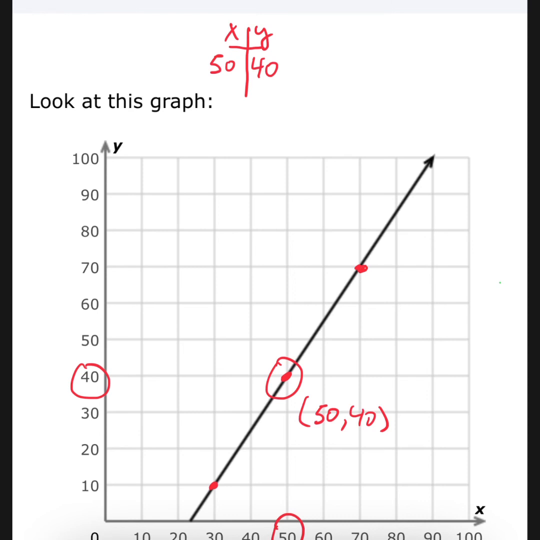Okay, so let's go with this point. If you chose this point, X value would be 70, and our Y value would also be 70. So you could have gotten 70, 70. If you were to have chosen this point, your X value would have been 30 and your Y value would have been 10. 30, 10. Put those in your calculator and get your equation, which will give you your slope.